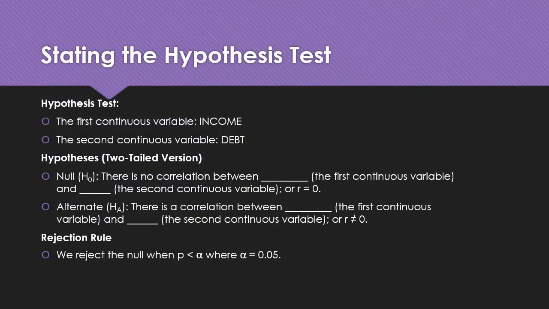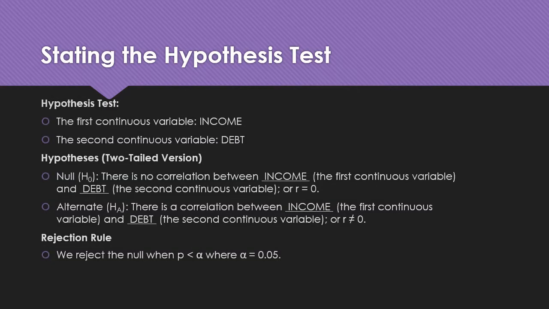Now, to start our analysis, we need to state our hypothesis. So first, based on the APA format, this is the format we'll use to state our null hypothesis and our alternative hypothesis, and give information on how we interpret the data. So for example, we'll be comparing income and debt.